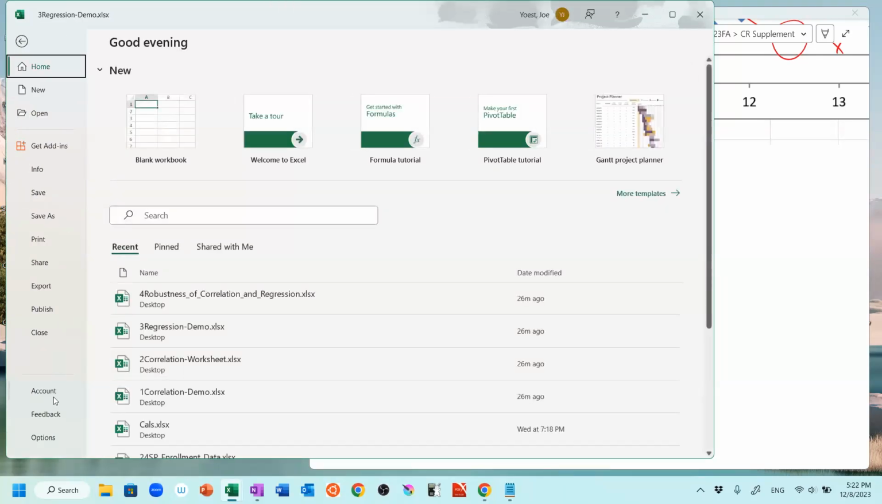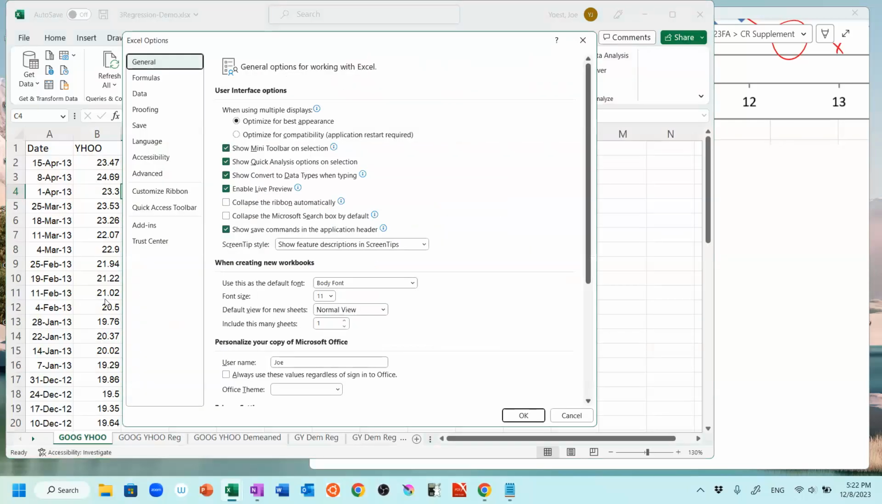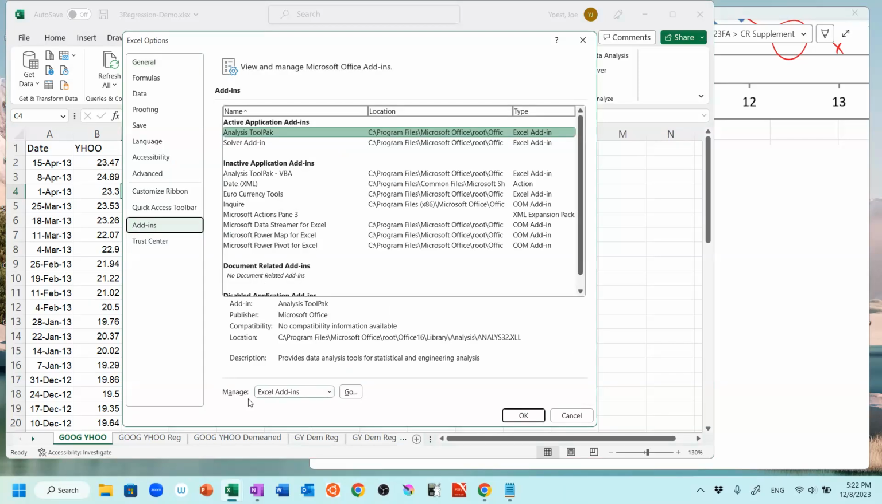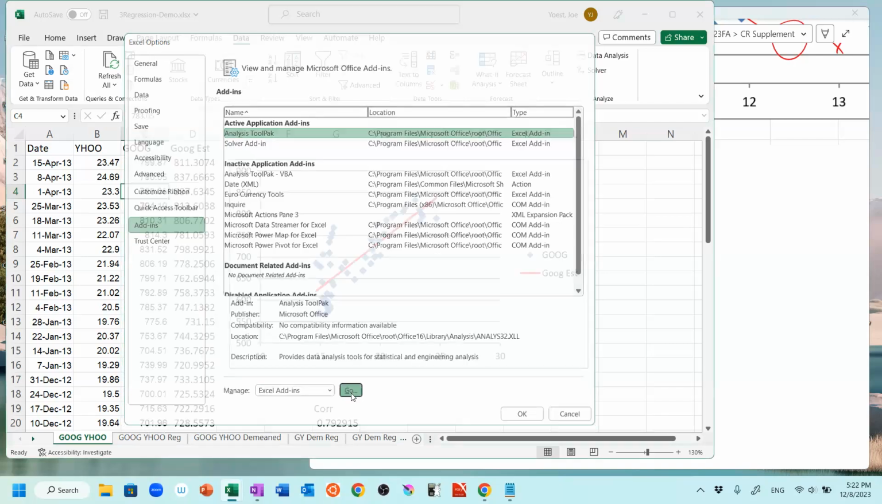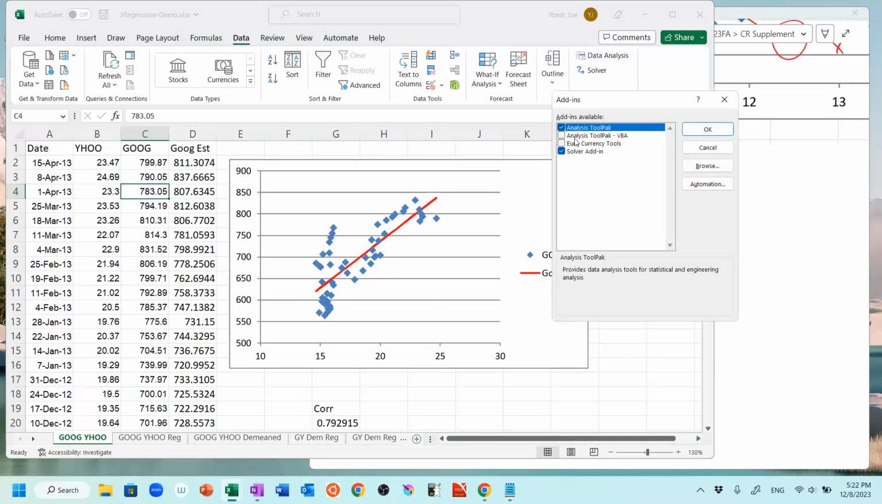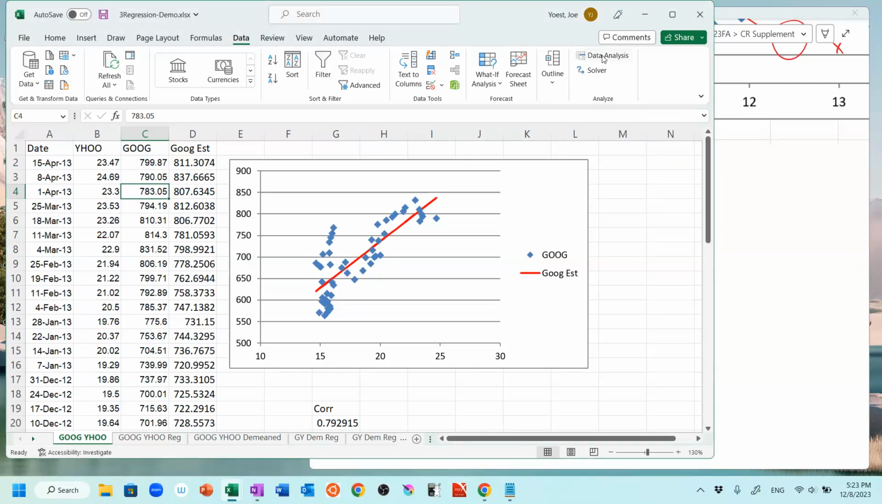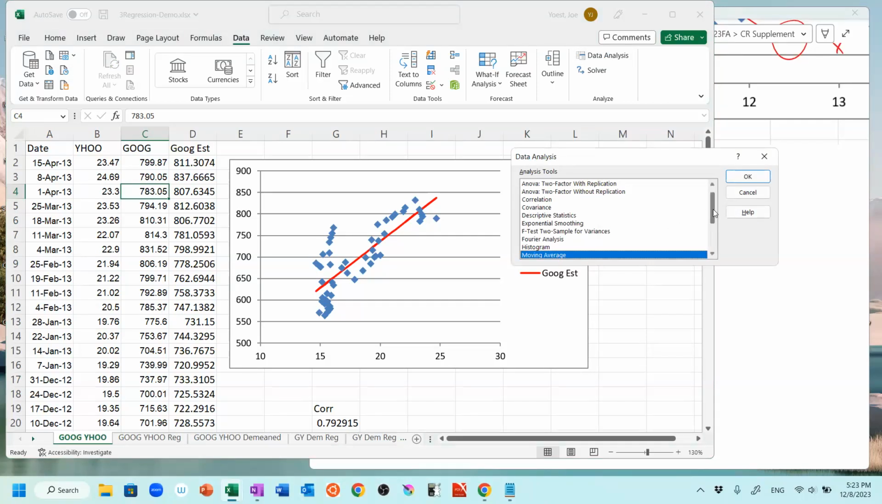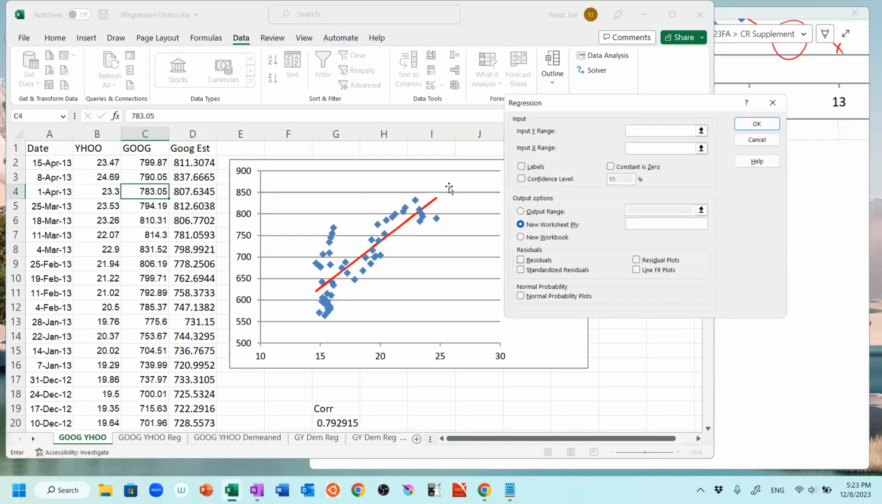So you go to File, Options, Add-ins. Down here where it says Manage Excel Add-ins, hit Go. And then just make sure that Analysis Toolpack is checked. Check it, hit OK. You should see it pop up here under the Data tab, Data Analysis. And this is where we can do things like compute descriptive statistics or make histograms, but we can also do regression. So that's what we'll choose, regression.